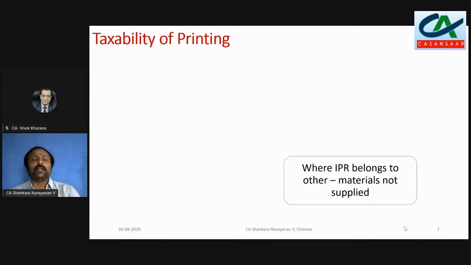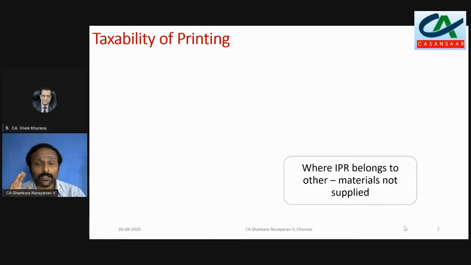From 1st July 2017, people had a doubt. Sir, I am printing books where the intellectual property rights, the copyright, the technical know-how of the book is coming from the author or from the publisher. Let's say Oxford University is giving me the content. They are the owners of the intellectual property right. I am sitting here and printing the book as per their specification. They're not giving me any materials. They're just giving me the intellectual property right and saying this is what you have to print, and I am buying the paper, I am buying the ink, I am incurring all the expenses for bringing it out as a book. Now, is it an outward supply of goods or an outward supply of service?